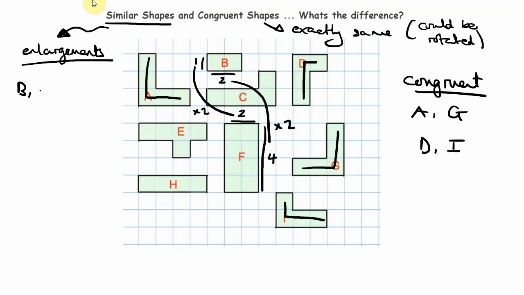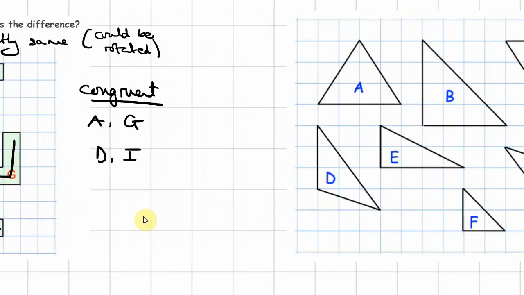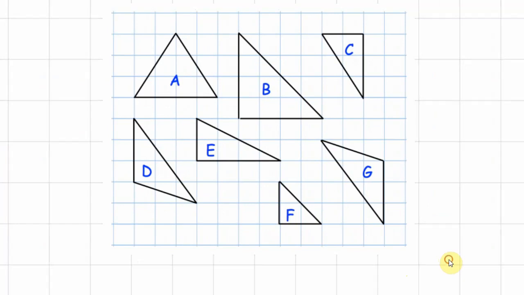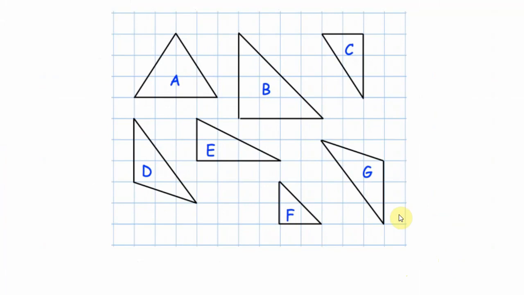So I'm going to say my similar shapes here are B and F, and they've got a scale factor of 2. Okay, let's have a look at another example. So maybe you want to have a quick look at this one, see if you can find a similar pair and a congruent pair, and come back to the video when you've got them.